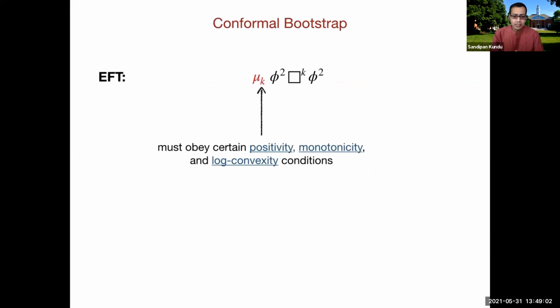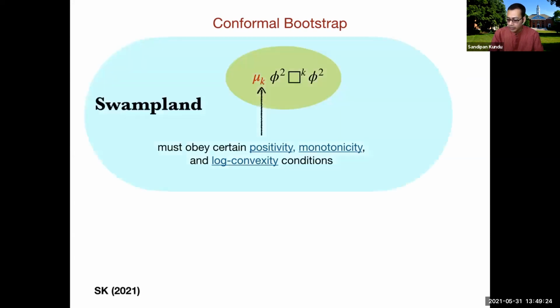Okay, so this is exactly what I'm going to show. I'll show that scalar effective field theories with higher derivative interaction, all these coupling constants of higher derivative interaction, must obey certain positivity, monotonicity, and log convexity conditions. Otherwise, these effective field theories will be in the swampland. So that's the main claim of this talk.